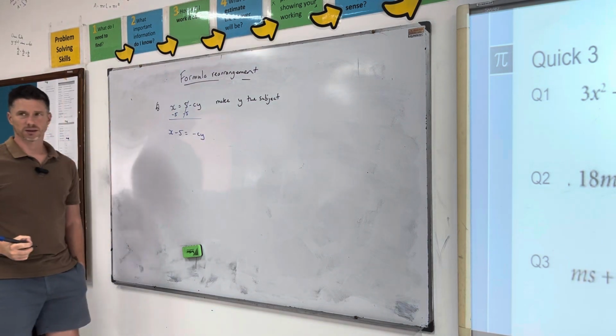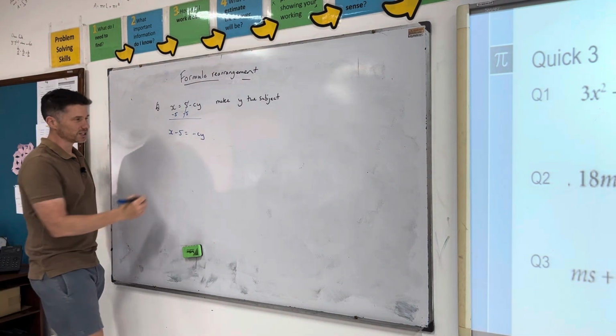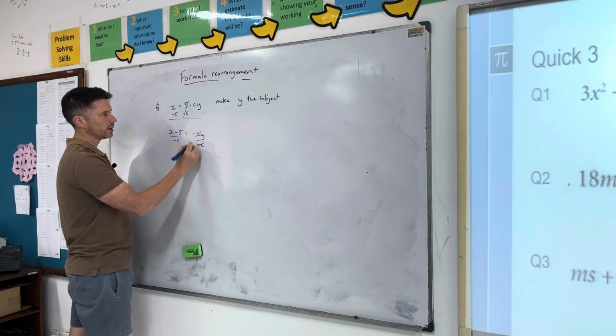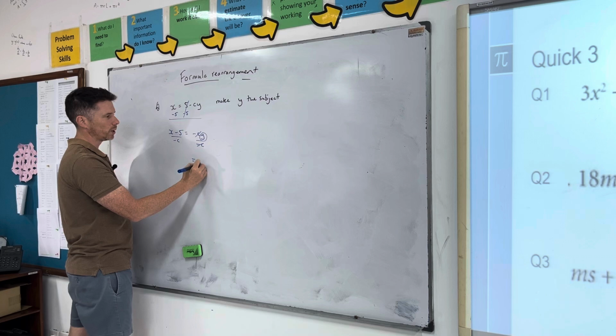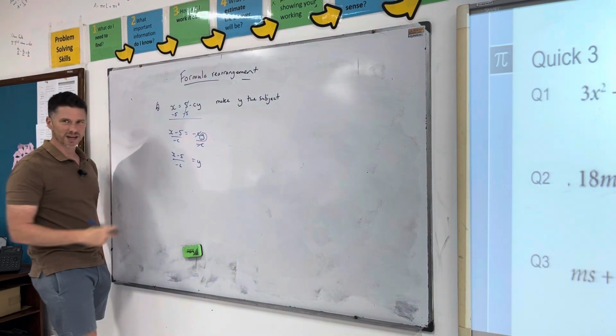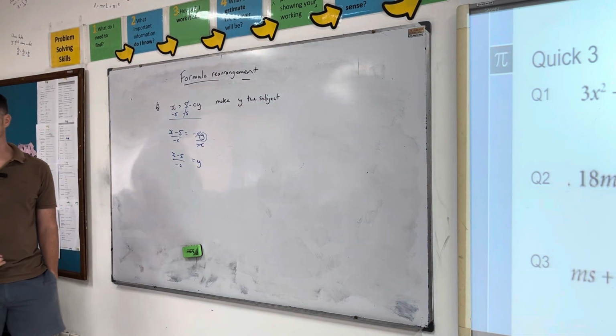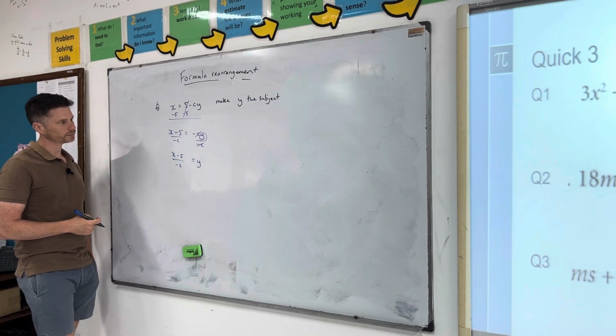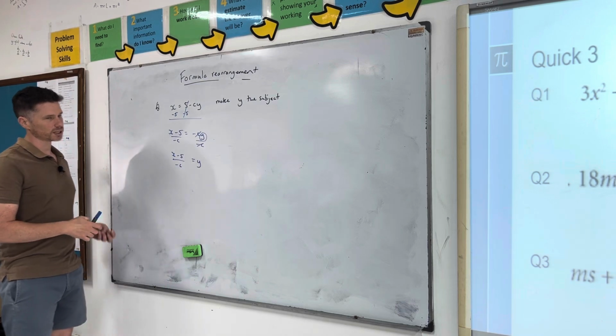How will I get rid? I can divide by a negative c here, both sides. And that will leave me with just the y. It's not great to leave a negative dividing by a negative. It's not great to leave it like that, but it's okay for now. Let's do a second example.